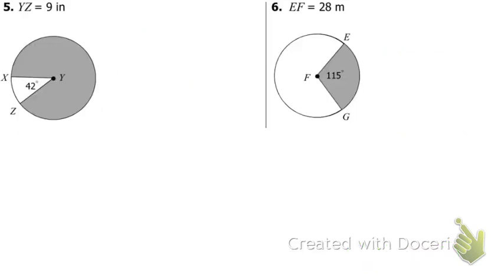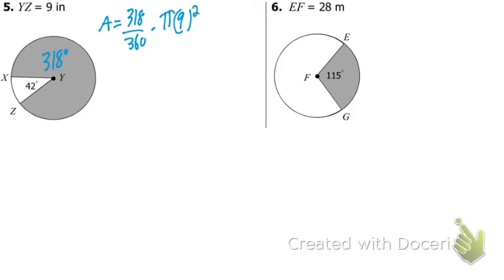On to the next couple examples here on 5 and 6 before we flip the page. Same idea as the last problem. This is 42 degrees, so the rest of the circle is 318 degrees. Area of the sector is 318 divided by 360, so the majority of the circle, times pi 9 squared.